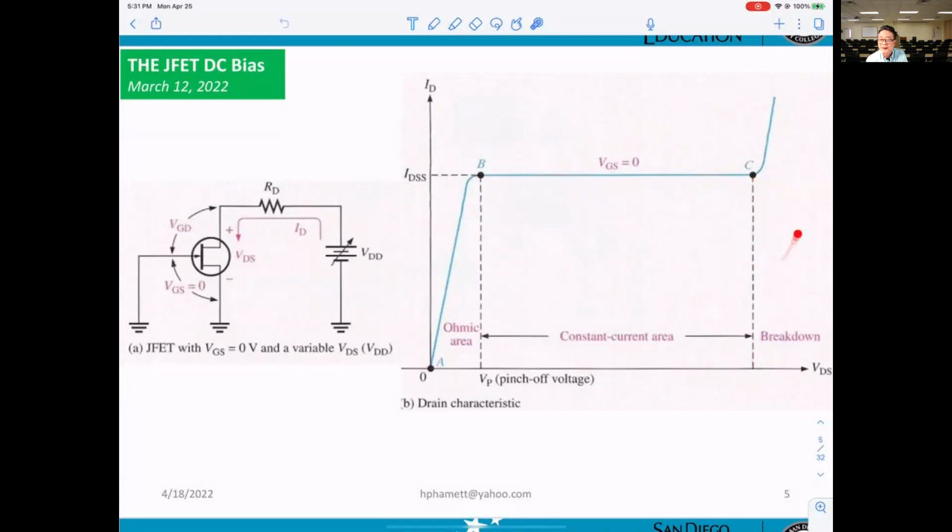Okay, so basically there is one region here, one in this area, and this is outside. So from 0 up to VP, the JFET will be used in the ohmic region. That means you can use it as a resistor.